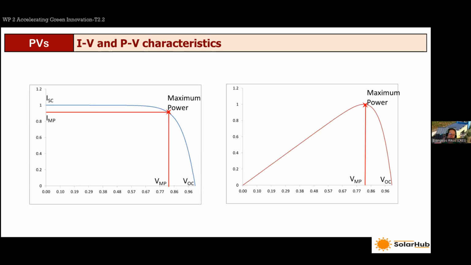And I'm talking about a very specific set of operating conditions, specifically solar irradiance and temperature here, right? So this point corresponds to a voltage, which is called VMP, maximum power voltage, and IMP stands for maximum power current as well.